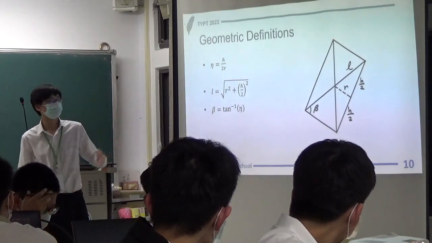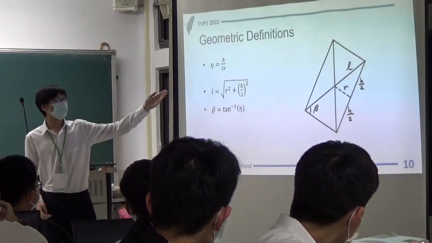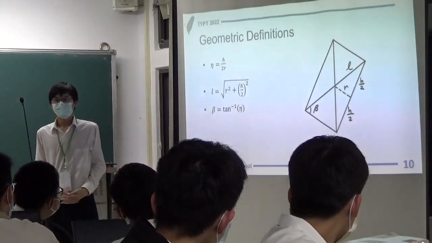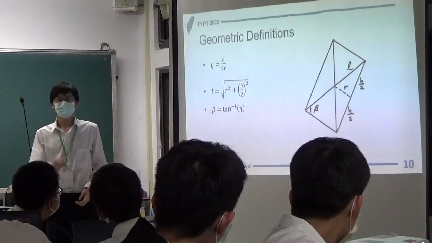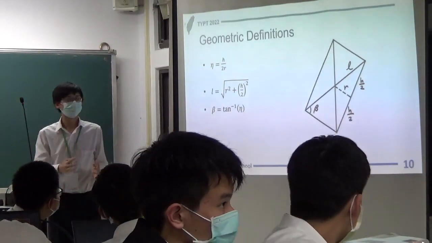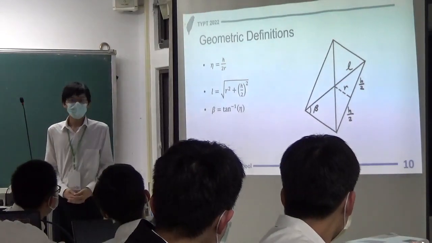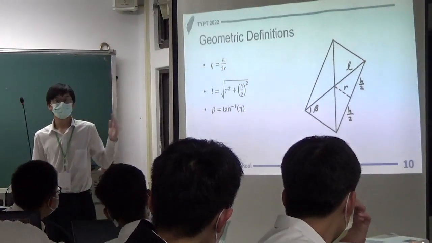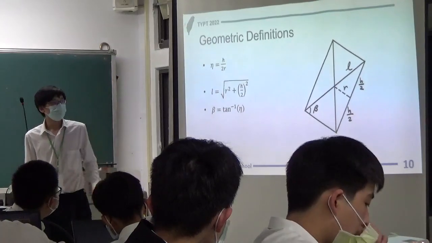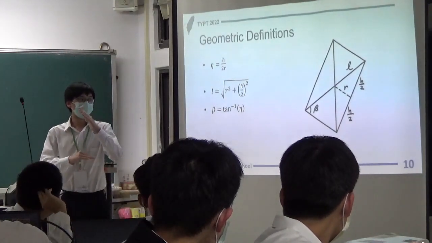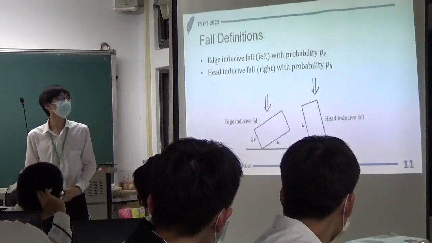So a few geometric definitions. We will call eta the ratio of the height to the diameter. We will call L half of the length of the diagonal of the die, which is equal to the square root of r squared plus (h over 2) squared. And we'll call beta the inverse tangent of eta, or the angle shown in the figure, which is formed by the diagonal and the radius of the die.